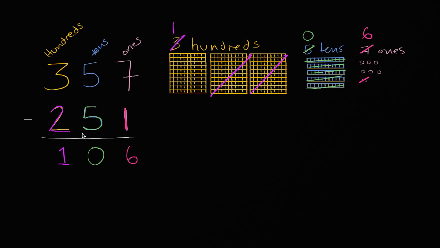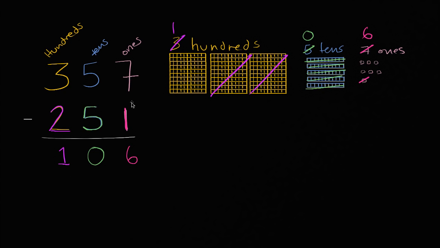So hopefully this gives you an appreciation of what's happening in place value. You could just say, oh, I'll line up the numbers and look at the place values. And then over here I have a 7 minus 1 is a 6, a 5 minus 5 is a 0, a 3 minus 2 is a 1. But I really want you to think about what's going on.